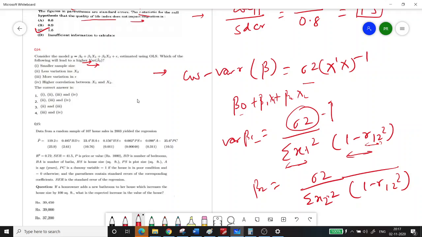So in this case, if you go back to the question, you see smaller sample size will obviously lead to higher variances. Less variation in x2, again more variation in e, and this e is for the sigma square. Again, since we do not know sigma square, we try to estimate it through the formula RSS divided by n minus k. Then higher correlation between x1 and x2. In this case, all the four options are correct. So correct answer is 1.